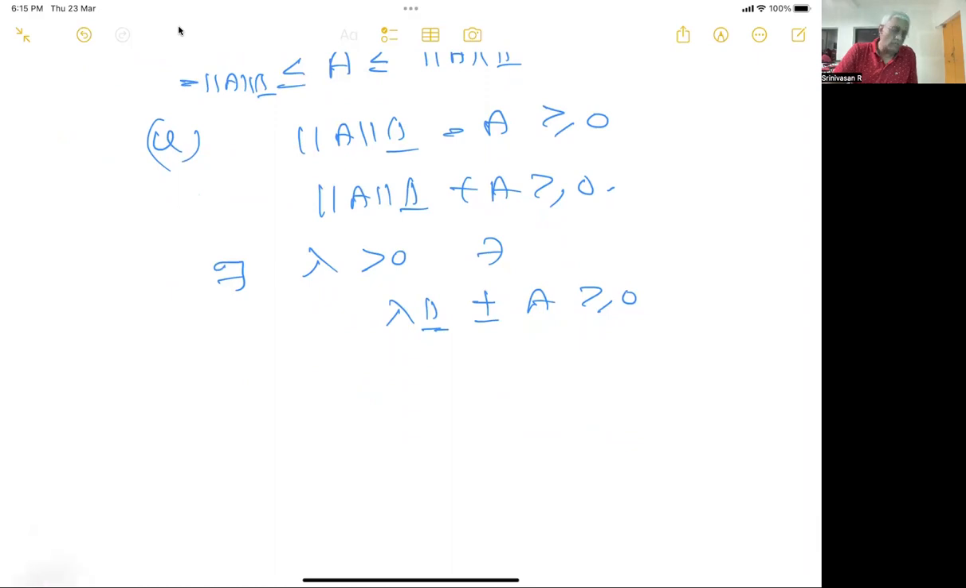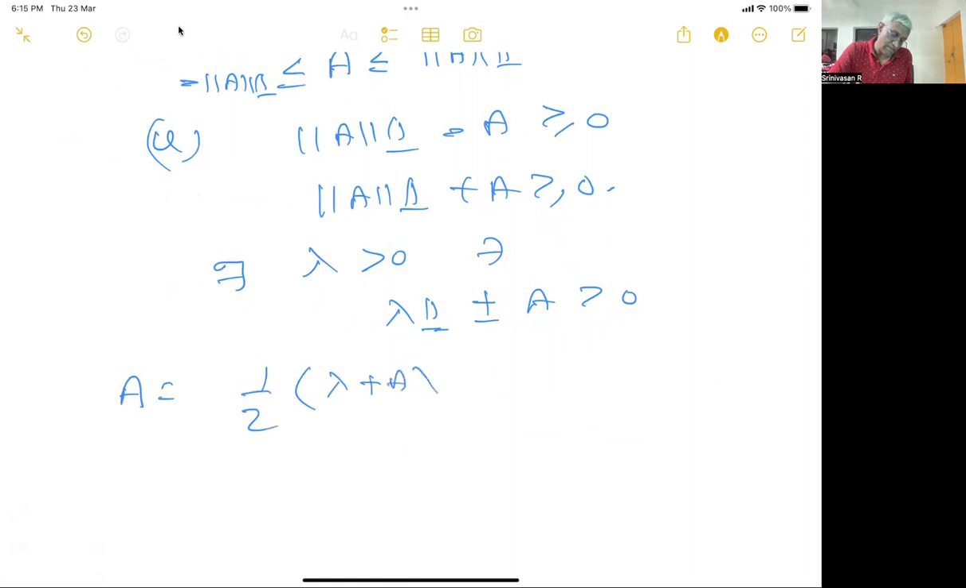So there exists lambda. You can add an epsilon if you want, and make it strictly positive. I wanted to say strictly positive. Can make it strictly positive. Now A is equal to half of this, right?